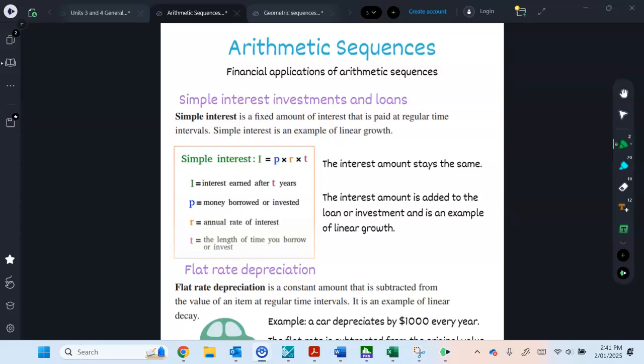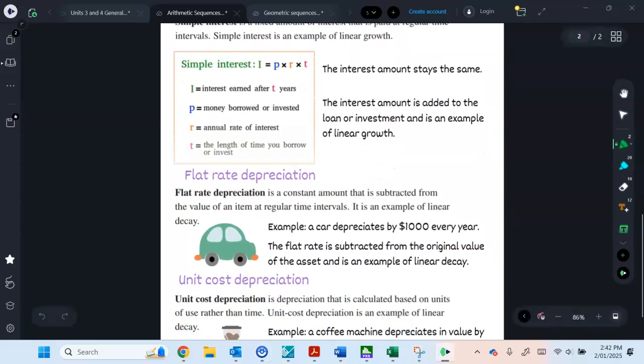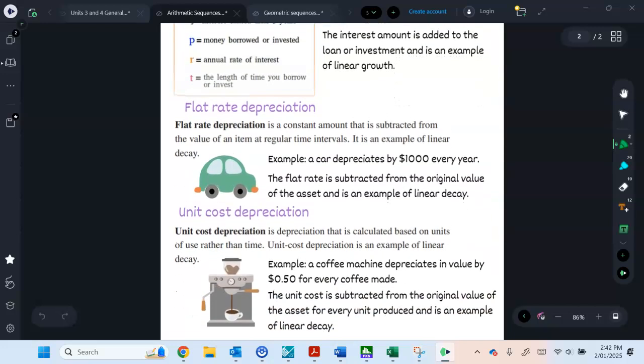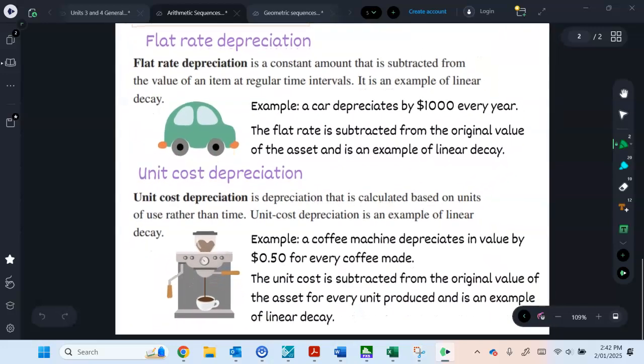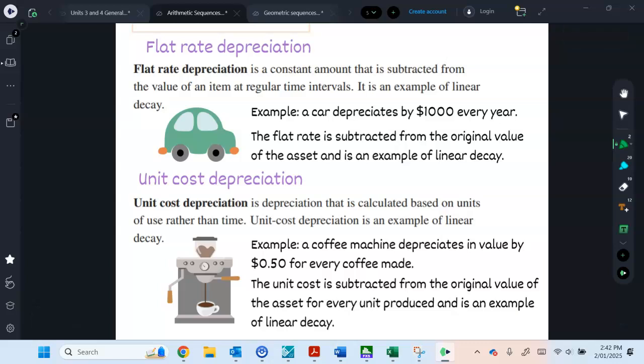Everyone. In this video we're going to look at arithmetic sequences and geometric sequences in terms of depreciation. I did investments and loans in a different video. Now looking at depreciation, I might zoom in. So, arithmetic sequences, financial application.